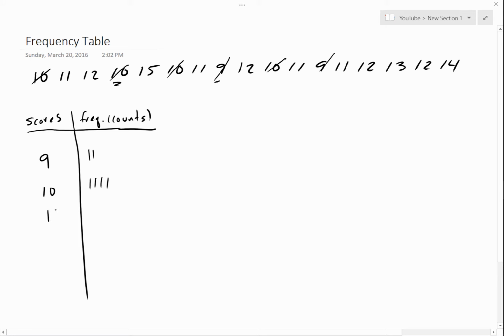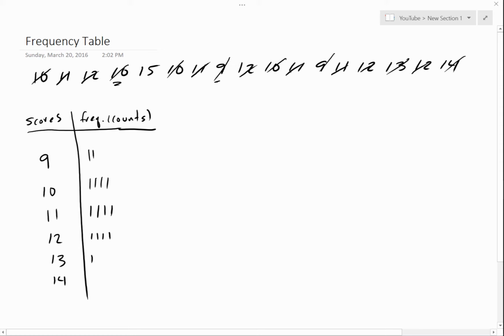Do we have 11s? Sure we do. 1, 2, 3, 4. Okay. And do I have any 12s? 1, 2, 3, 4. Okay. Do I have any 13s? Yes, one of them.